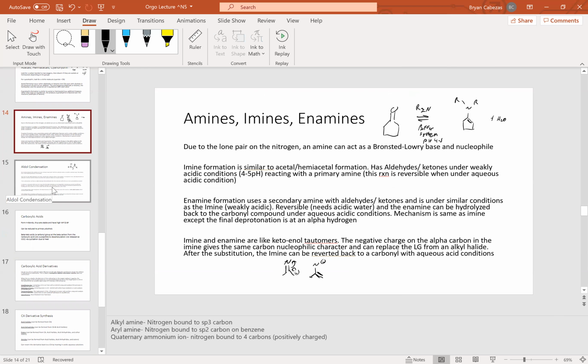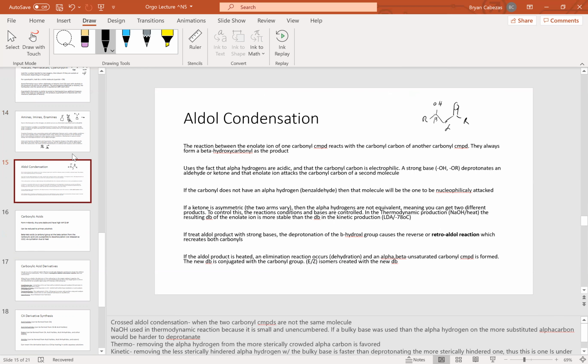I think that's the last thing I want to talk about. Enamines are nucleophilic, with the negative charge on the alpha carbon. After the substitution, the amine can be reverted back to the carbonyl with an aqueous acidic solution. Okay, cool. So that's enamines.